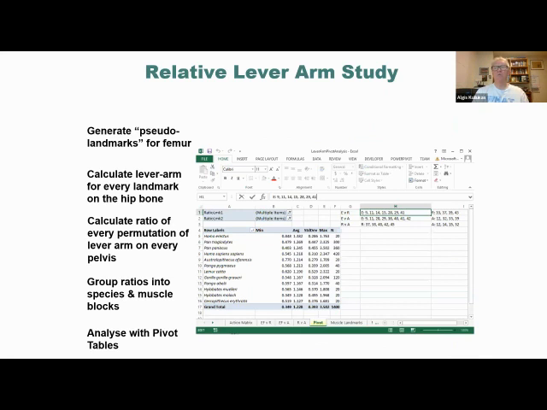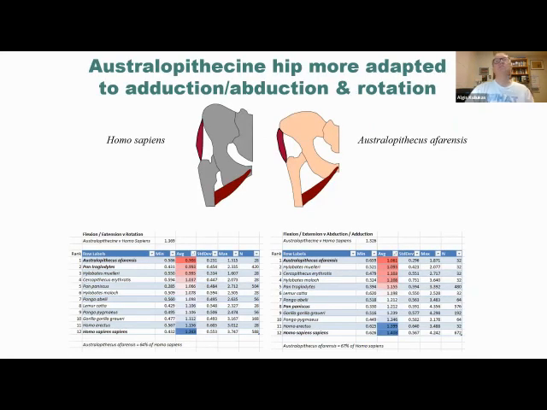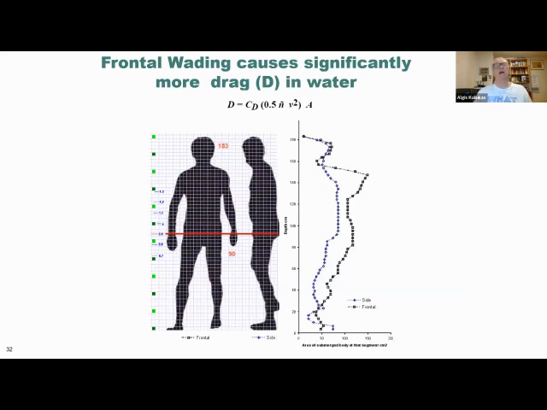And then I analyzed them with an Excel pivot table. And basically, this is the punchline. As you could probably guess from the shape of the pelvis alone, abduction and adduction, so abduction is away from the midline, adduction is towards the midline, were benefited by the shape of the Australopithecus pelvis compared to humans. And it was pretty clear that that's what it was saying. And also rotation. Now this is just looking at the profile that a human body makes in the frontal plane compared to the lateral plane.